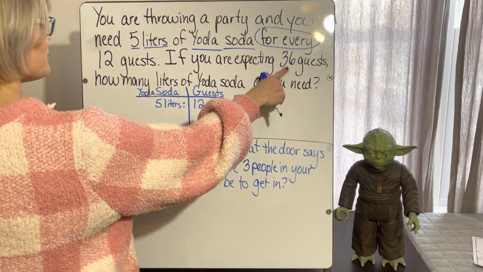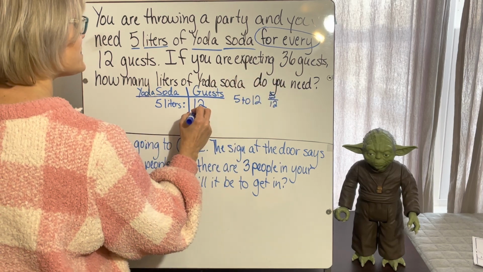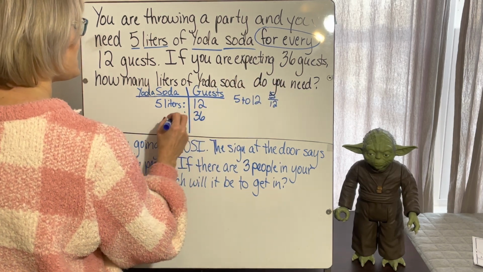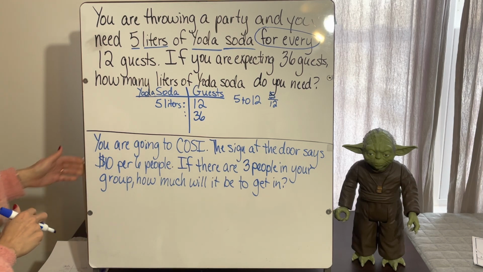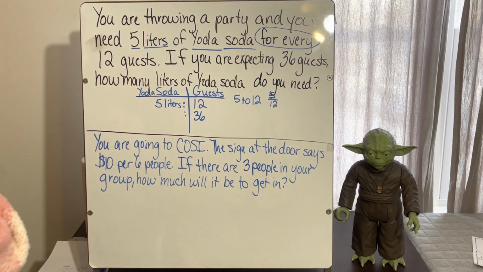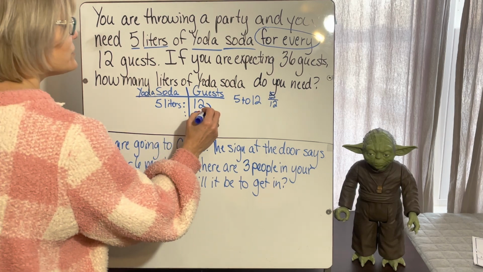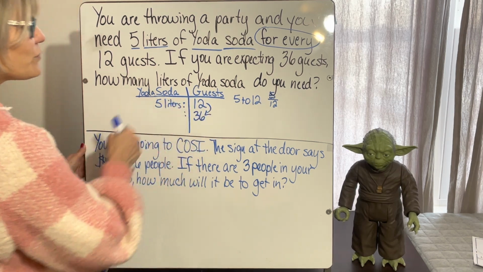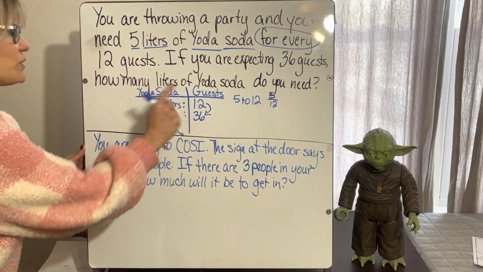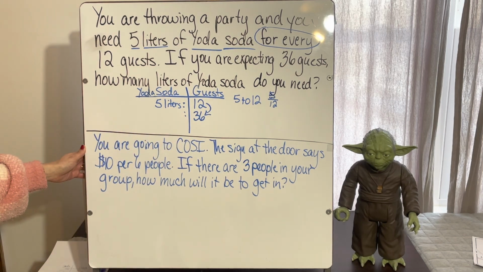So now I've got the number of guests. I'm expecting 36 guests, and I need to find out how many liters of Yoda soda I am going to have. So remember, I have to find the relationship in the numbers. So I have to find the relationship between 12 and 36. So I know right away I'm getting bigger. I'm going from 12 guests to 36 guests.